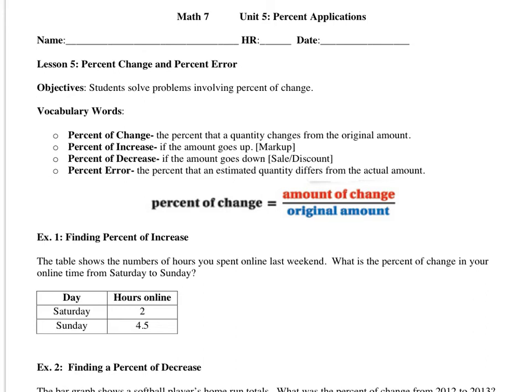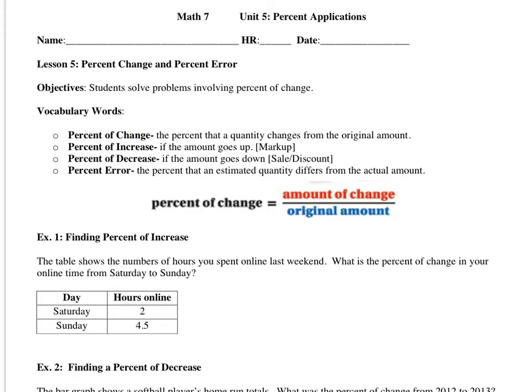Today's lesson is over percent change and percent error. Percent change and percent error are really important real-life applications. Percent change is defined as the percent that a quantity changes from the original amount. So that's the formal definition here.